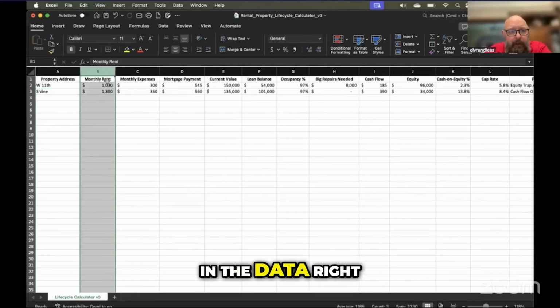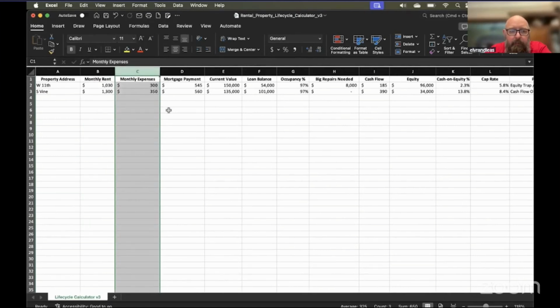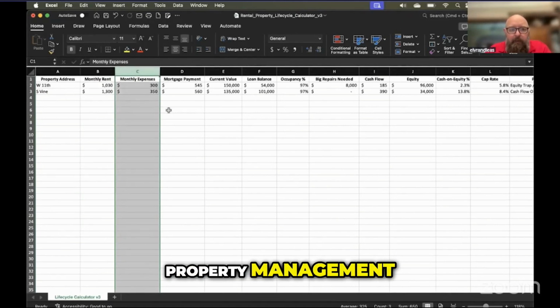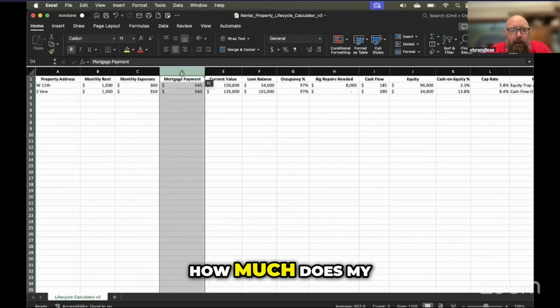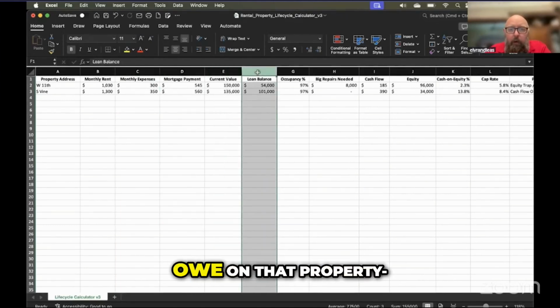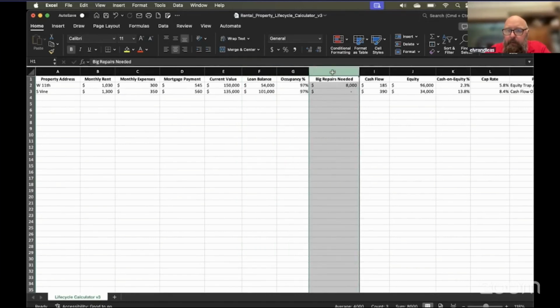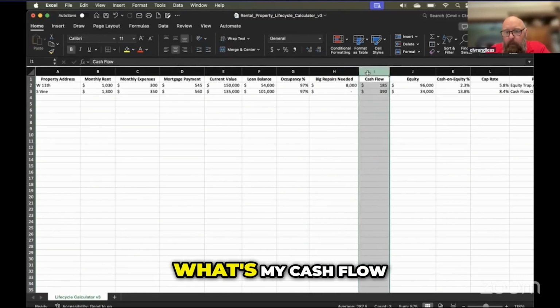And we just plug in the data, right? What's our rent? What were our monthly expenses? So this is property management, taxes, insurance. How much does my mortgage payment cost me? What's the current value? How much do I owe on that property? My occupancy? Do I have any CapEx I need to spend? So on 11th Street, I need to put a roof on it. That's actually happening this week. What's my cash flow on that property, taking into account all these inputs here?